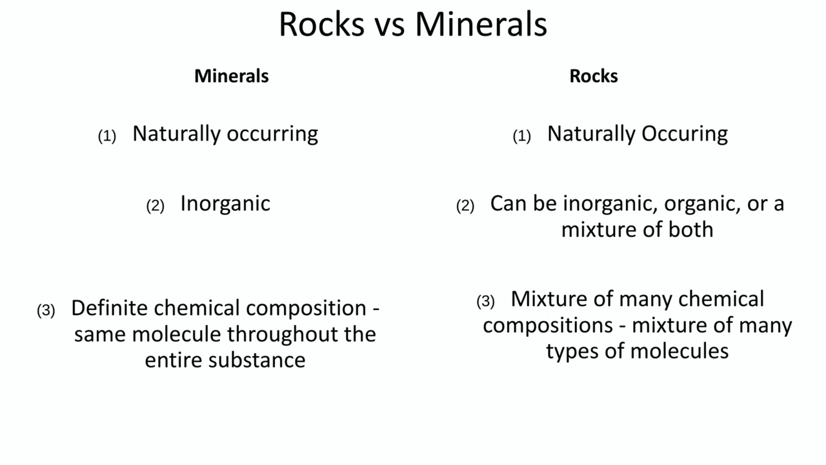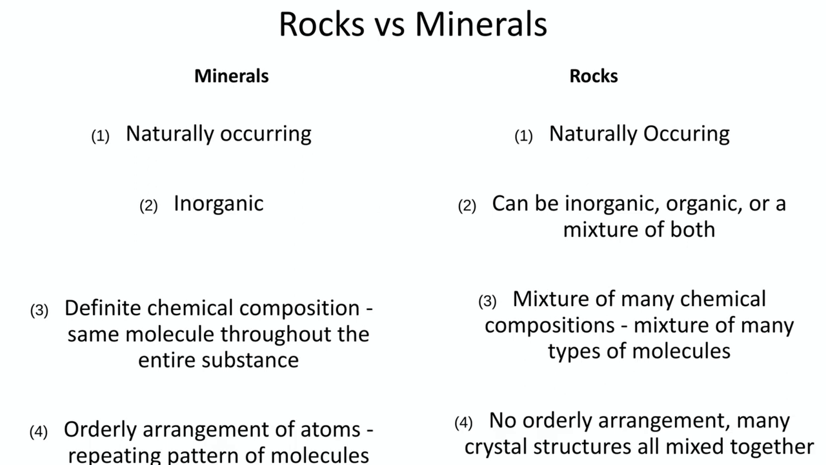A mineral has to have a definite chemical composition. That means that it's got one formula, and that's the only way to make that exact mineral. And that same atom or molecule is just repeated over and over again. You can't have any other kind of molecule in a mineral. Rocks, on the other hand, because they are mixtures of minerals, are going to have many chemical compositions all kind of mashed together. They are going to be a mixture of many types of molecules.